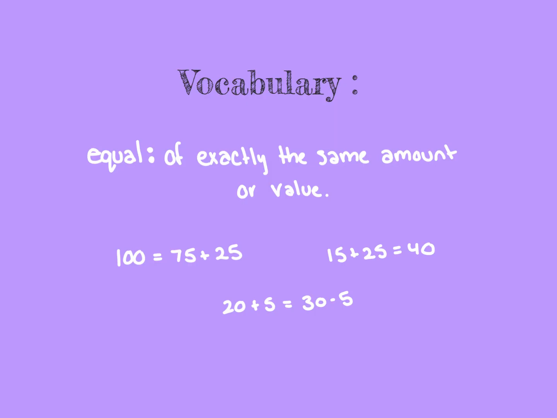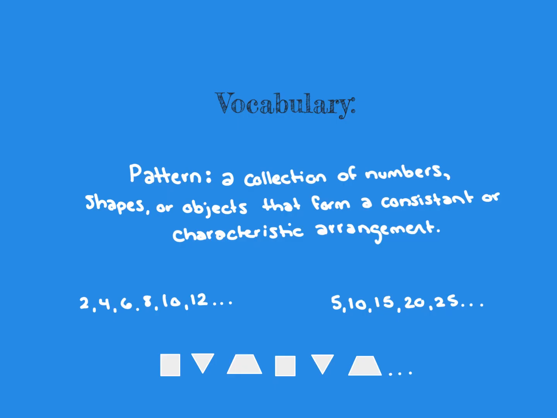Our first vocabulary word is equal, which is of exactly the same amount or value, and these down here are examples. Our next vocabulary word is pattern, which is a collection of numbers, shapes, or objects that form a consistent or characteristic arrangement. And these are also examples shown below.